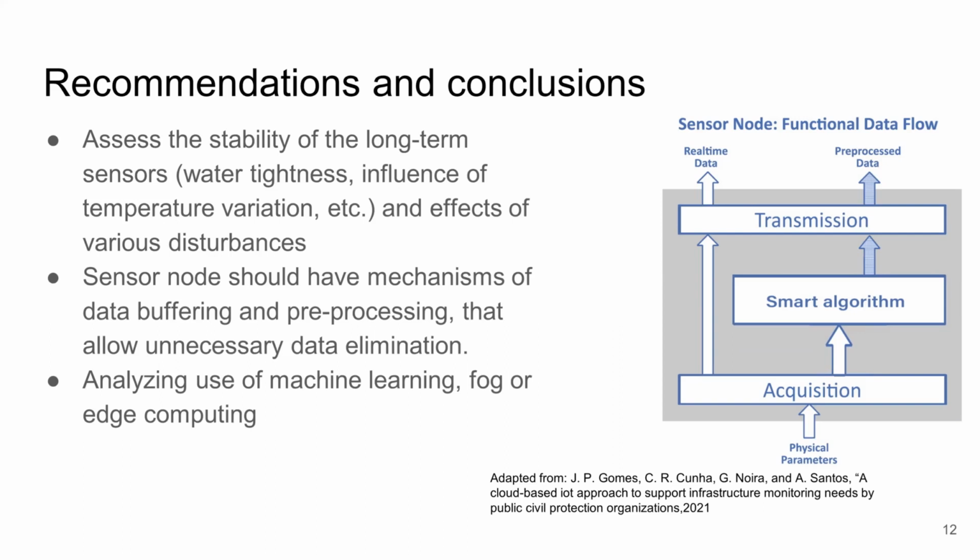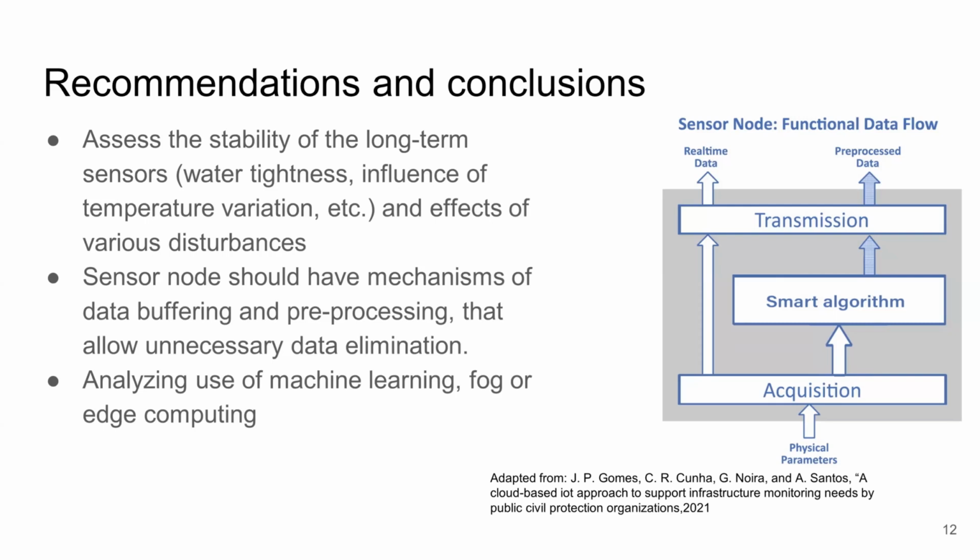Sensor nodes should have a mechanism for data buffering and processing to permit elimination of unnecessary data, because the phenomenon is not fast, it's a very slow phenomenon. So many times there is nothing. In this case, it is a good idea to use machine learning, for example, to recognize the signals in a specific environment, from fog or edge computing, to analyze the group of sensors and different signals.